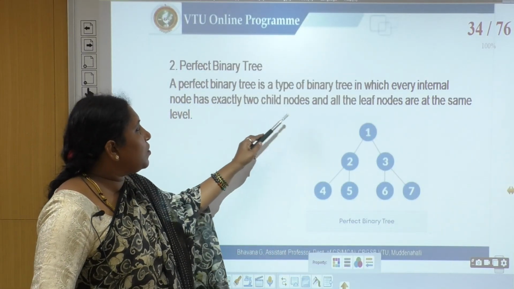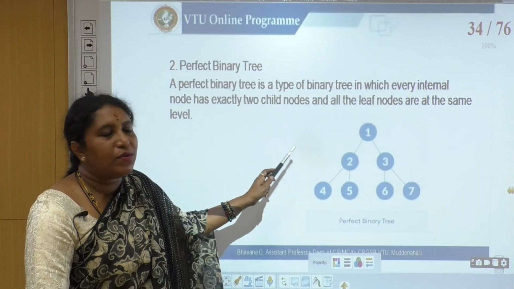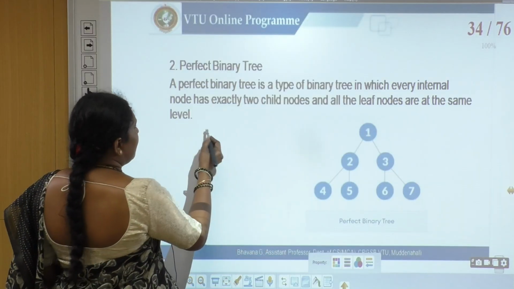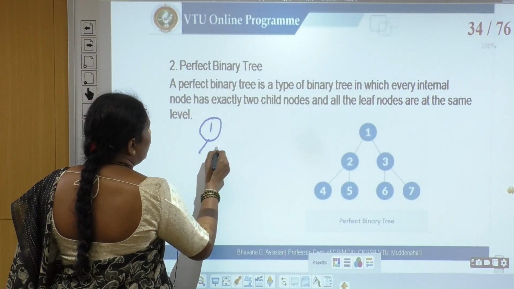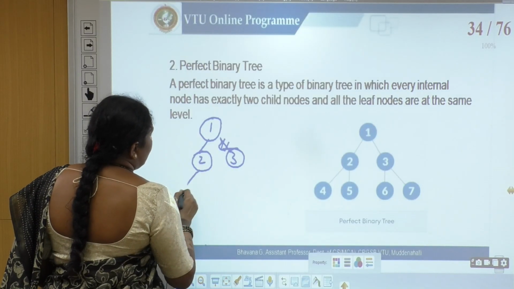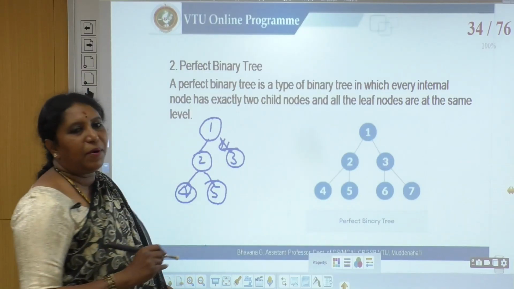A perfect binary tree is a tree in which every internal node has exactly 2 child nodes and all the leaf nodes are at the same level. Okay, if at all I have some tree like 1, 2, 3, 4, 5, this is not a perfect binary tree.